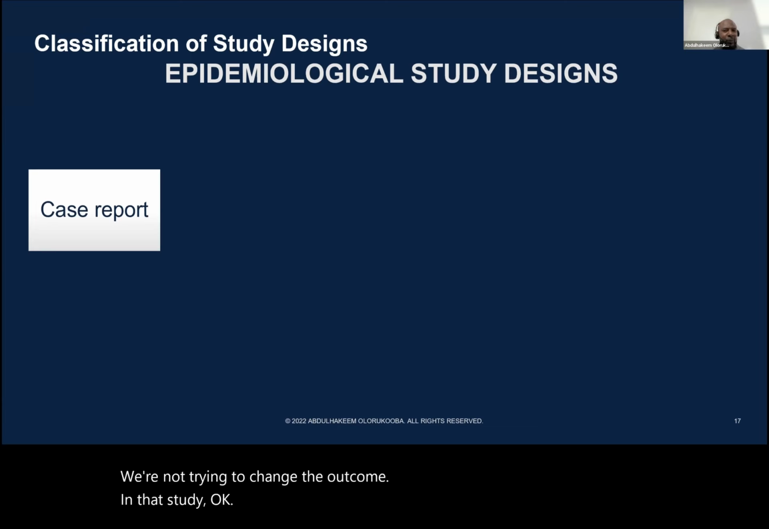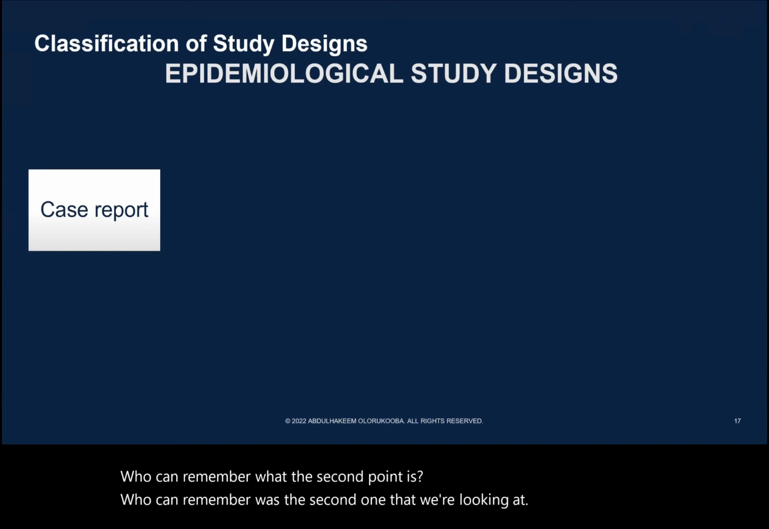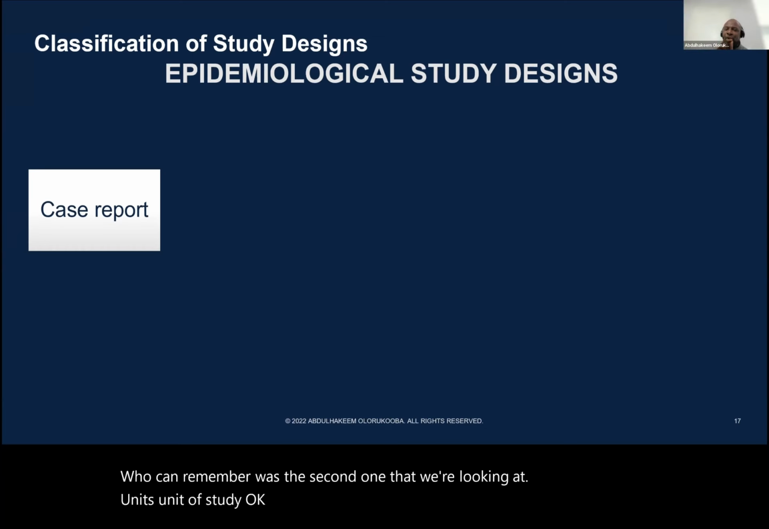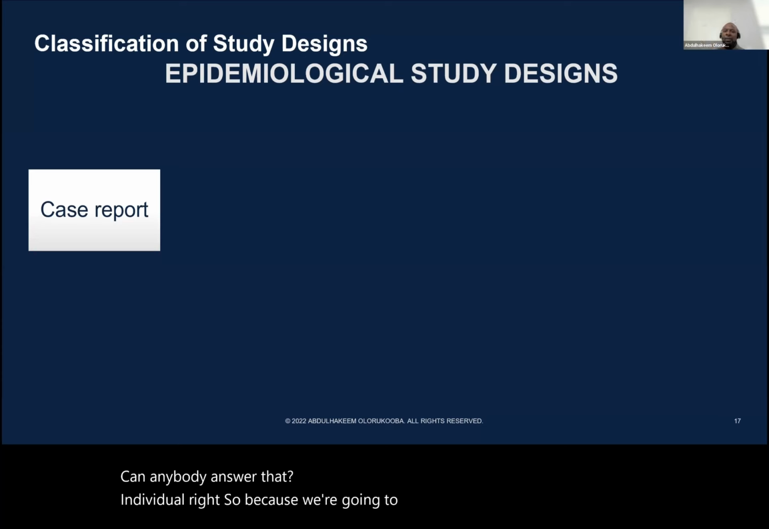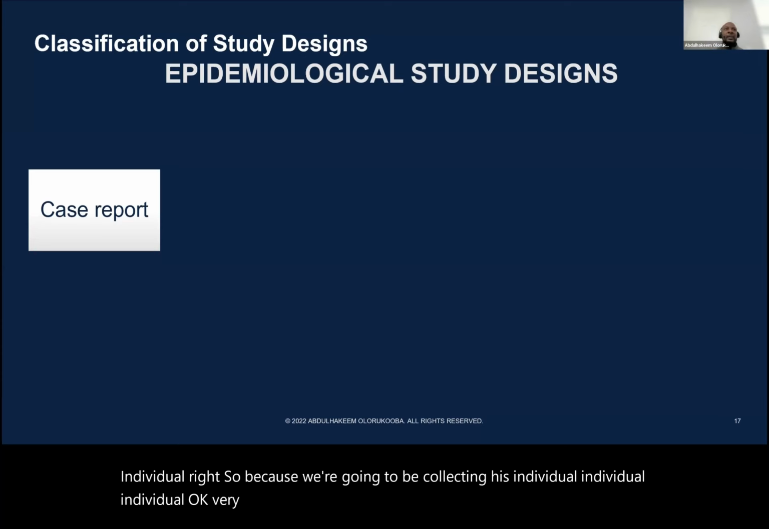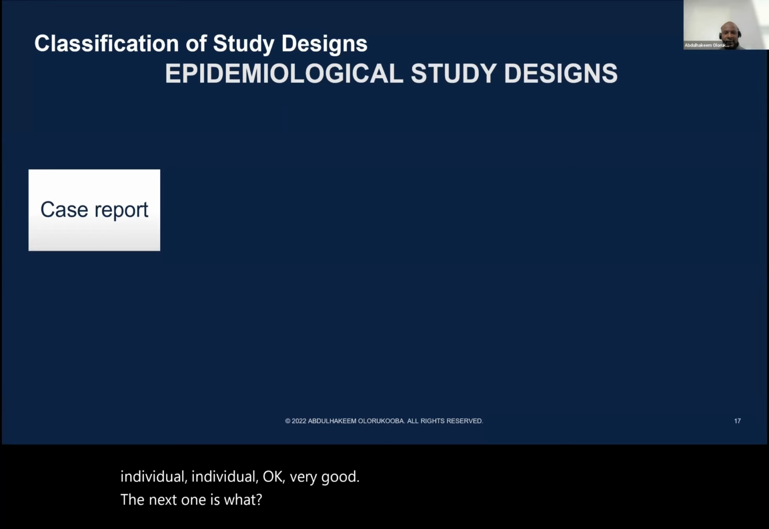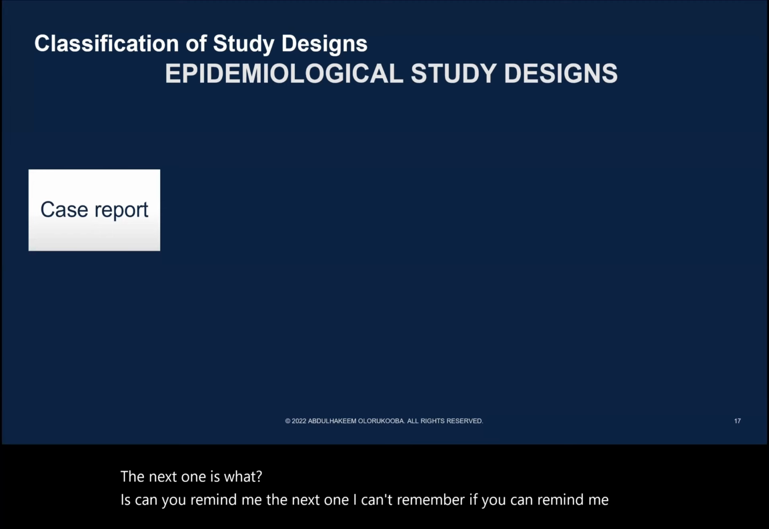Who can remember what the second point is? Who can remember what the second one that we're looking at? Exposure. Timeline. Unit of study. Okay. So is this unit of study individuals or a population as a whole? Can anybody answer that? Individual. Individual, right? Because what we're going to be collecting is individual. Okay, very good. The next one is what? Can you remind me? I can't remember.